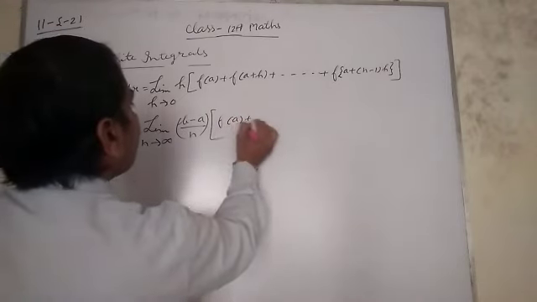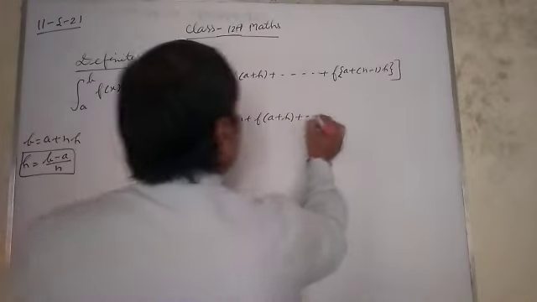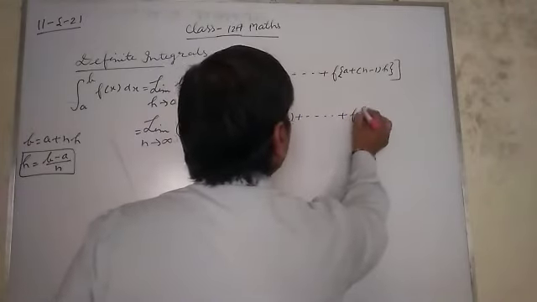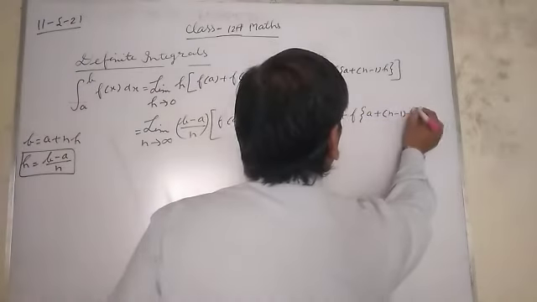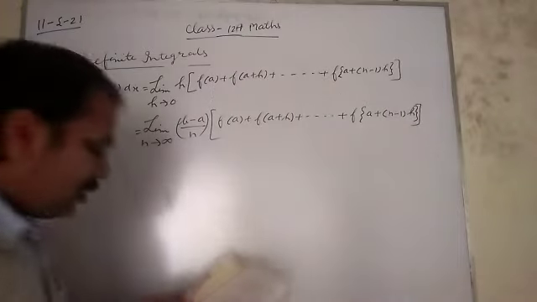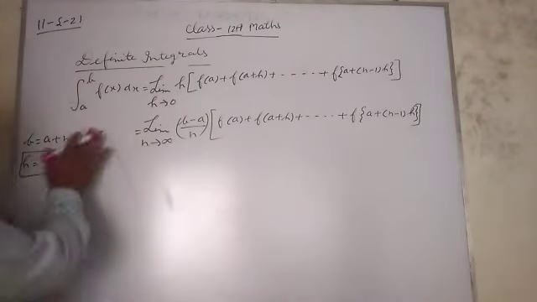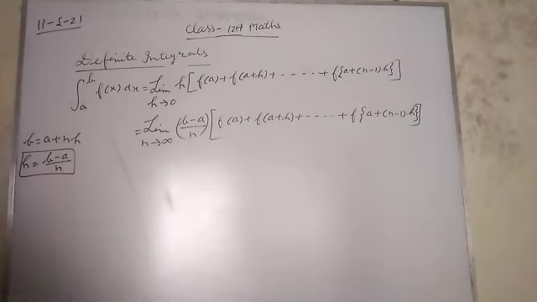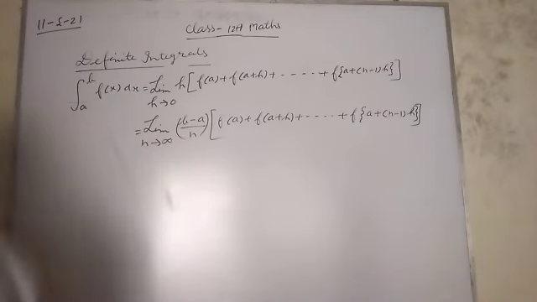Then f(a) plus f(a plus h) plus dot dot f(a plus (n minus 1) h). So you can apply any formula. You can do it by any formula, so you can use either the first or the second.